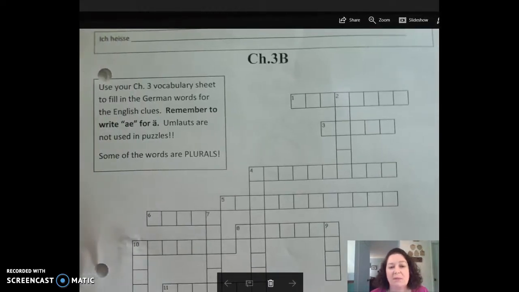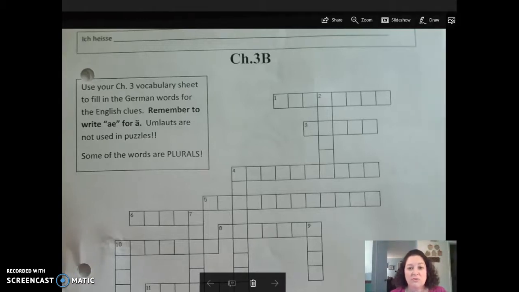The directions tell you to use your Chapter 3 vocabulary sheet. That means page 14 in your book, to fill in the German words for the English clues. Now, look at what's in bold. It's very important. Remember to write AE for A umlaut. Umlauts are not used in German crossword puzzles, but you have to indicate that it's different than an A. So you simply put the letter E after it. So AE equals umlaut. So don't forget, wherever there's an A umlaut, you have to write AE in the puzzle or it won't fit. And don't forget, some of the words are plurals. You do not need to use the words der, die, or das, just the main part of the word.